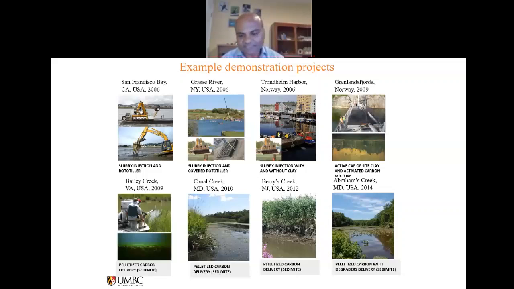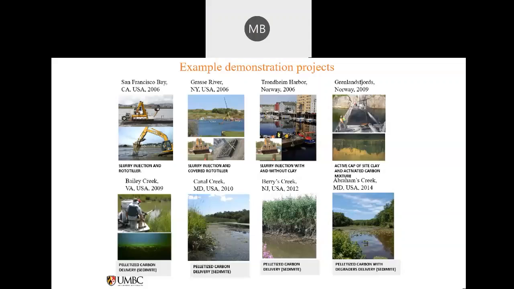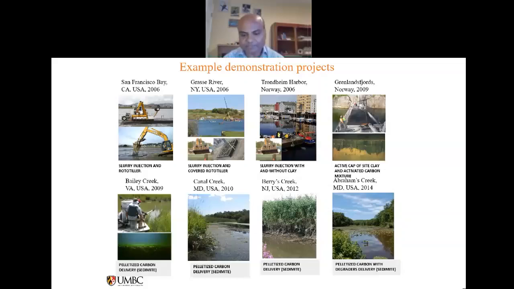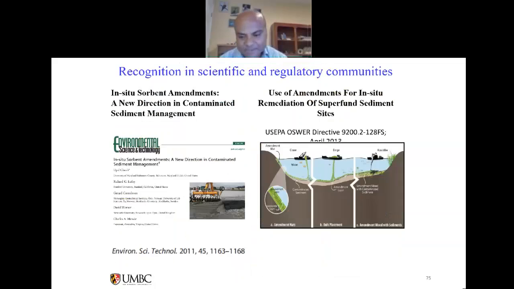And a lot of these studies basically told us the same story: that if you can get the carbon into the sediments in the bioactive zone, maybe the top 4 to 6 inches, it reduces the biouptake of these pollutants in the food web, reduces the transfer of these pollutants into the water column, and reduces the concentrations in the water column by enhancing the way it's bound up in the sediments. Next slide, please.